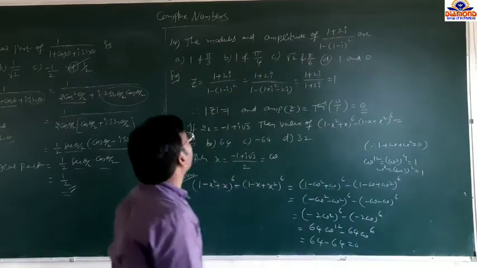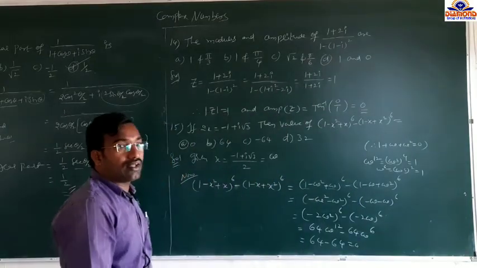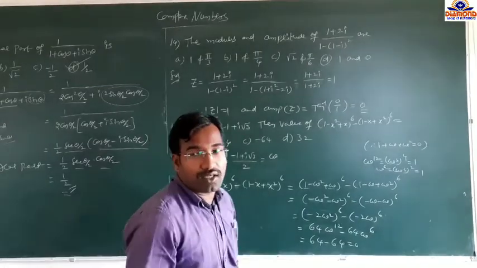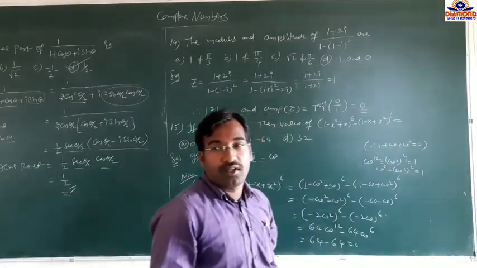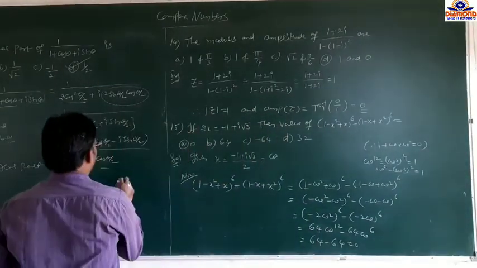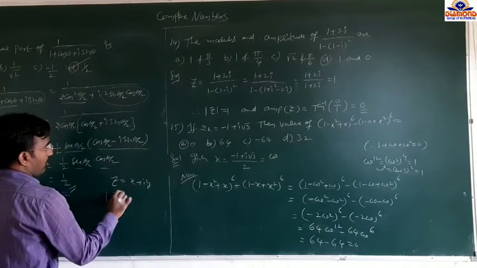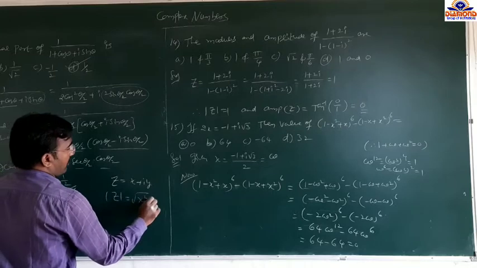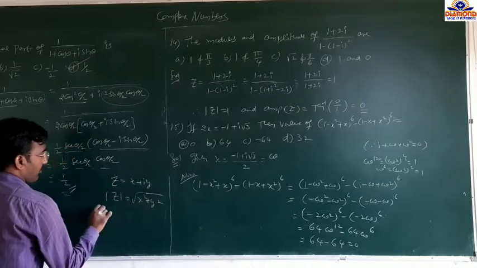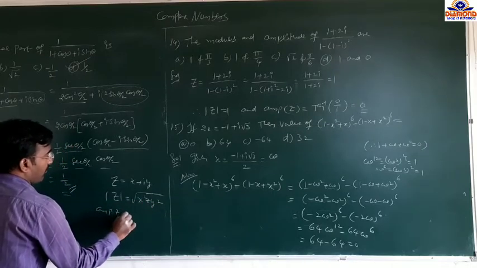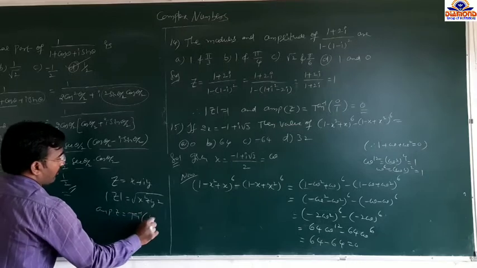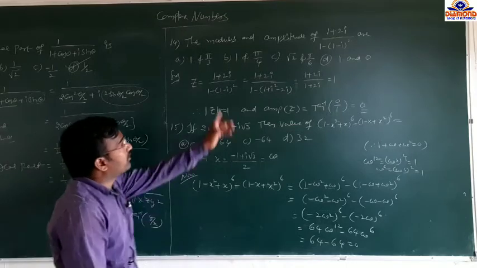So to calculate modulus and amplitude, the given complex number must be converted to x plus iy form. So what about if z equal to x plus iy? Mod z equal to what? Root over x square plus y square. Next, amplitude of z equal to tan inverse of y by x. So that's why z equal to what?